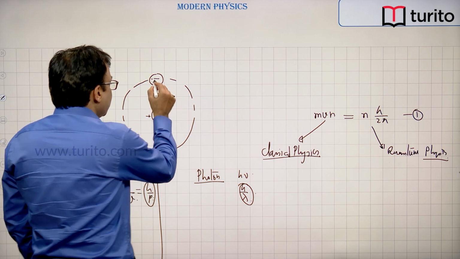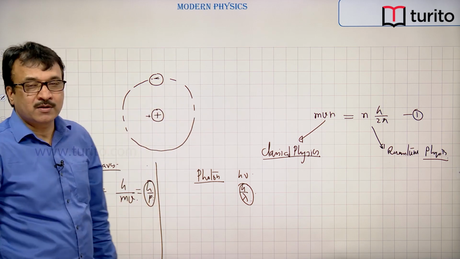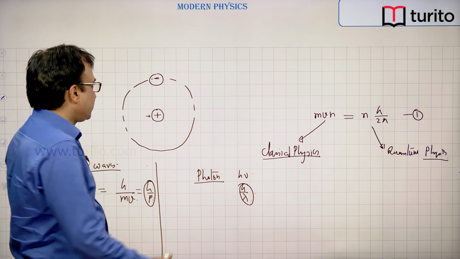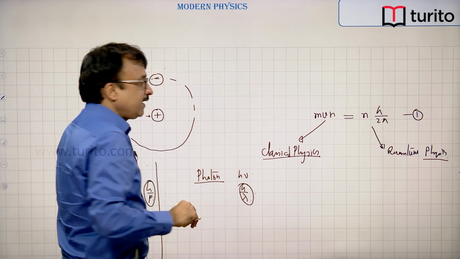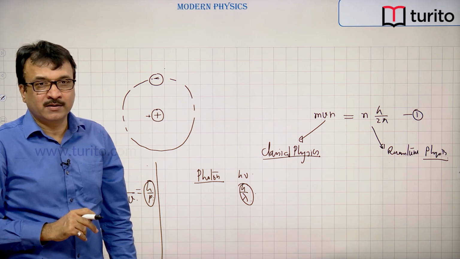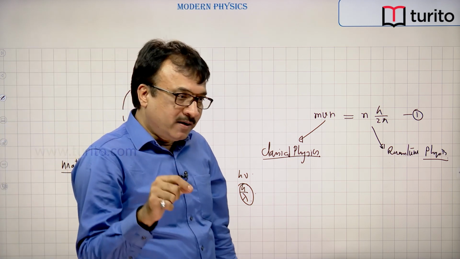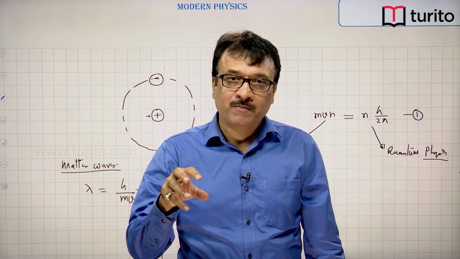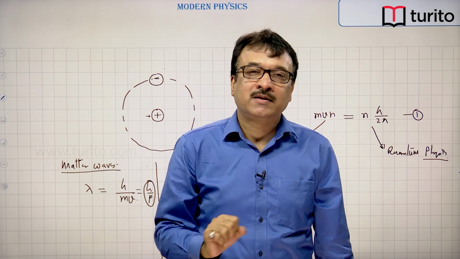So, these electrons which are orbiting around the nucleus also have a matter wave associated with them. If an electron is moving in an orbit, a matter wave is also associated with the electron, and this matter wave has such a wavelength.